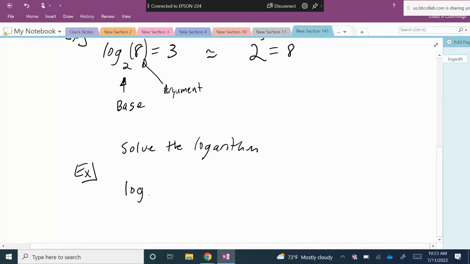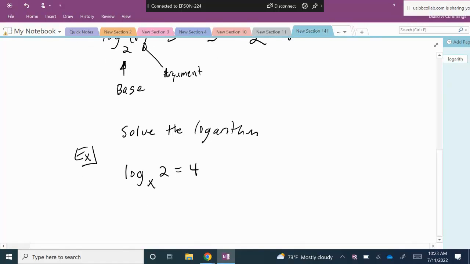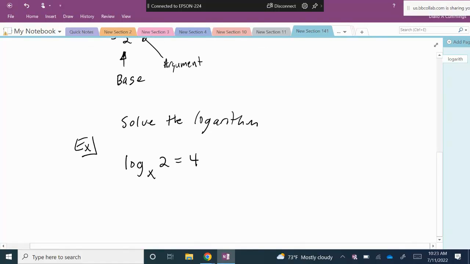So we have log base x of 2 is equal to 4, and we're asked to solve the logarithm. So in order to solve, excuse me, this should be 16, I'm sorry. So I'm going to rewrite that as the log base x of 16 is equal to 4.